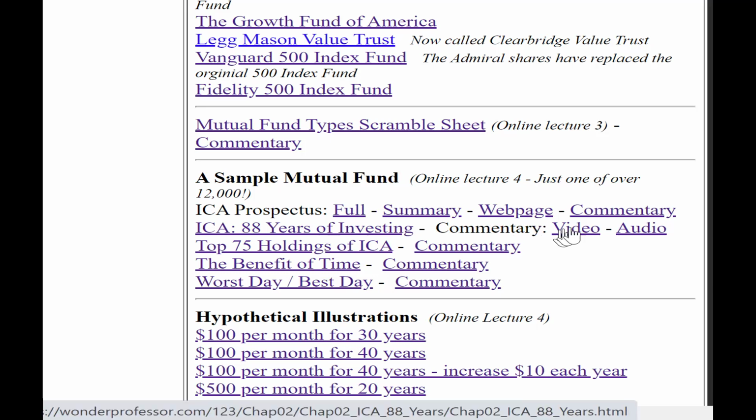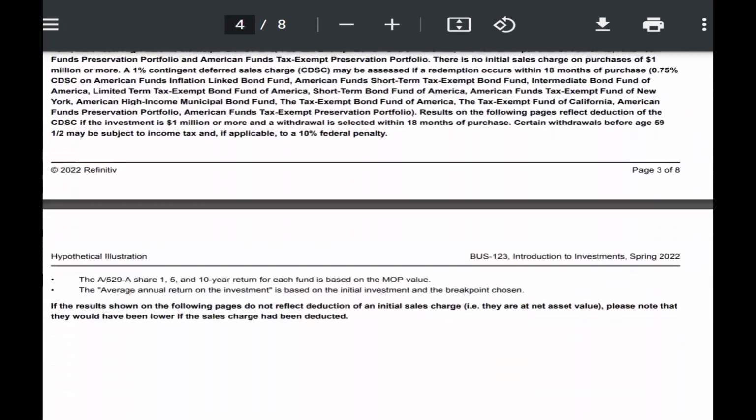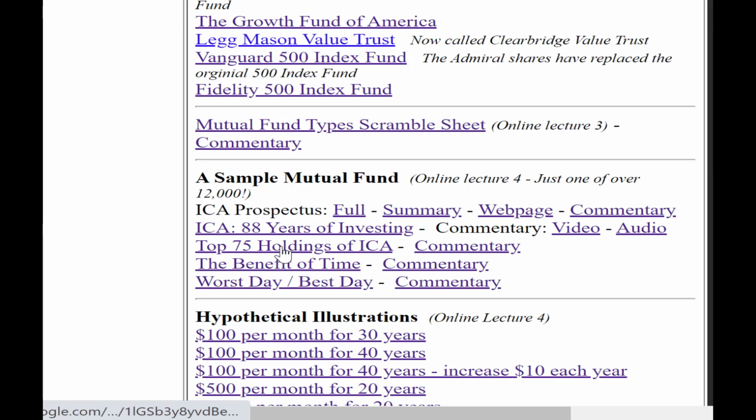So there's a video and an audio and a commentary and the top 75 holdings, the benefit of time, worst day, best day. So I submit to you that you really do want to look at it, because if we click on it now, it's not going to look very good. But this illustration, we go through this illustration, so please do check that out. Check that presentation out where we've set it up so it'll look better on the screen. And then check out the top 75 holdings. What kind of companies? This is a domestic stock growth and income fund. Not what I normally recommend to new individuals. I usually pick a global one, similar to this, but one that invests globally.